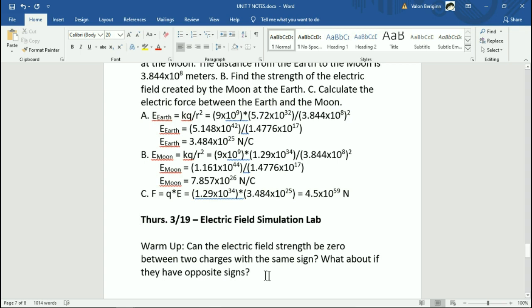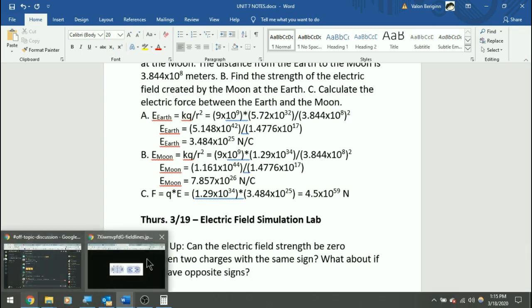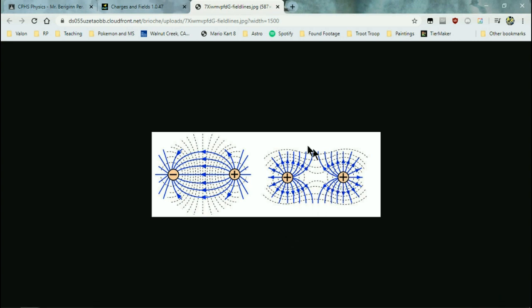Okay, so hopefully you remember what these look like, or I can just show you with this image here. If they have like charges, if they're both positive or both negative, the field lines curve away from each other. Because of that, there will be a point somewhere in the middle where the field is zero. Even if this charge is 100 times the other charge, if they're both positive, there will be a region where the field is zero. If this charge is much stronger, the zero point will be closer to the weaker charge, but it will be in here somewhere.